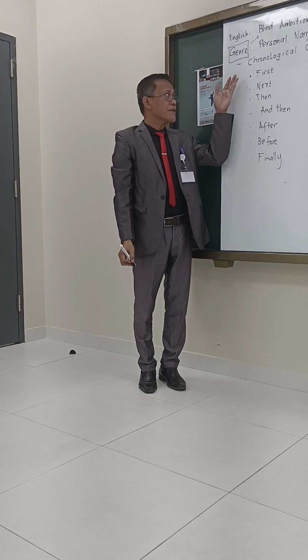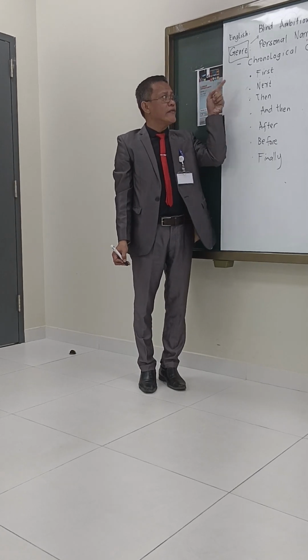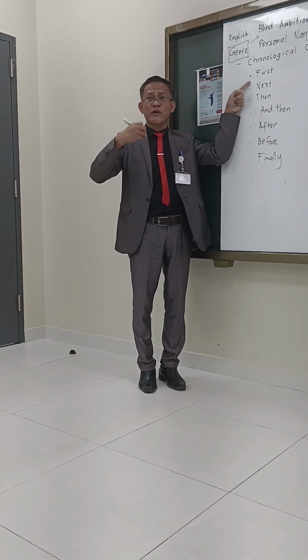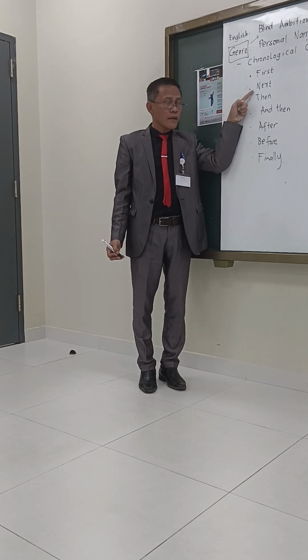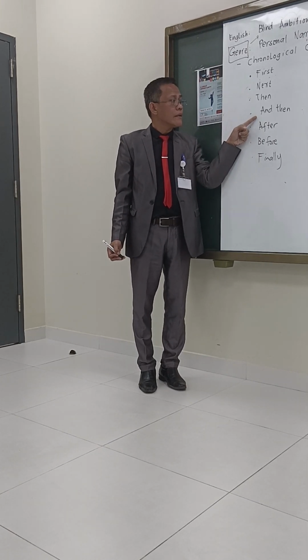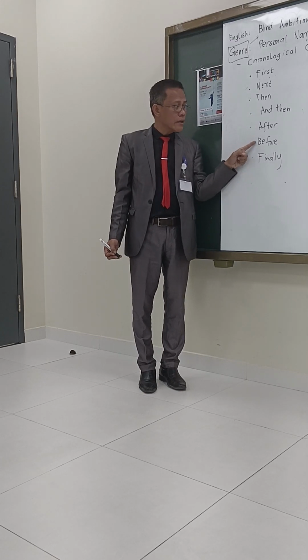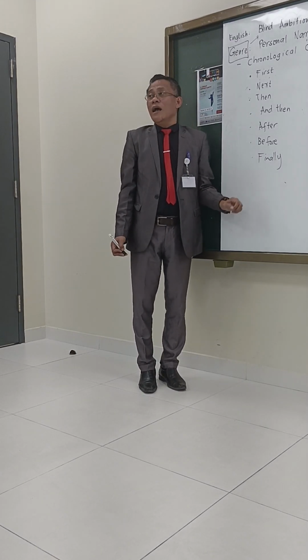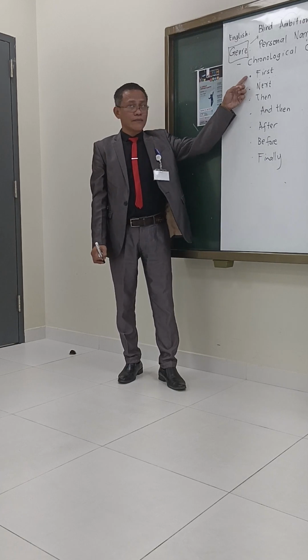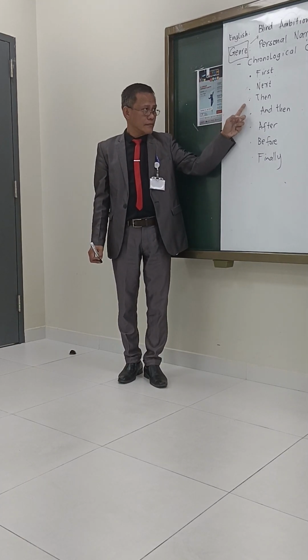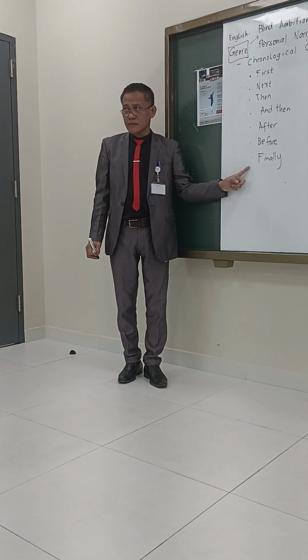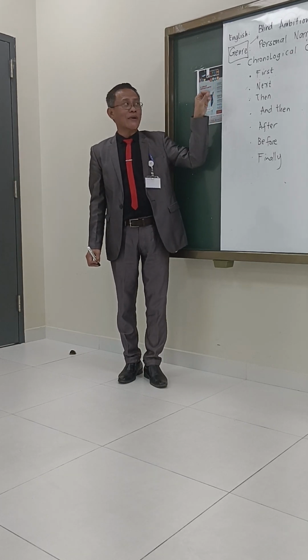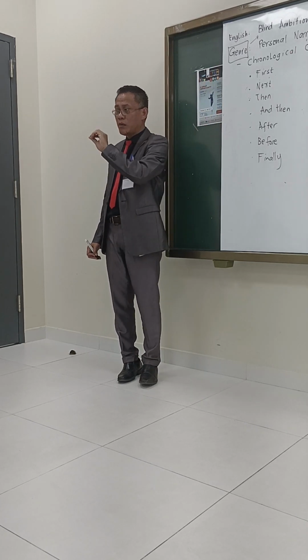Okay. So, chronological order: if you write a story about yourself, you may start with first, next, then, and then, after, before, final. Again, yes? First, next, then, after, before, final. I would like you to please write this down in your book now.